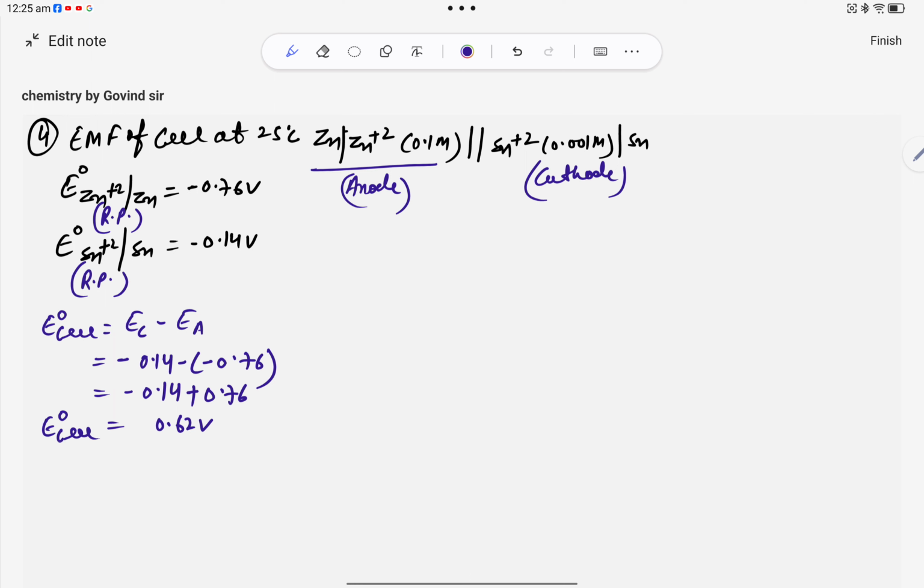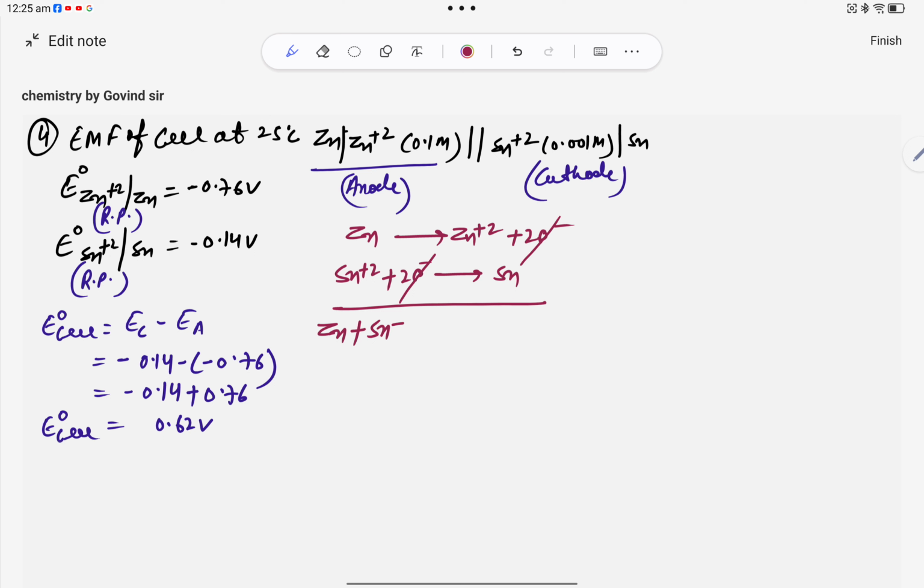Now what is the reaction? Write the reaction. Zn is converted into Zn2+ plus 2 electrons, Sn2+ plus 2 electrons is converted into Sn. Electrons cancel. Zn plus Sn2+ gives Zn2+ plus Sn. Solid state is 1 molar concentration. Remaining concentrations given: Sn2+ is 10 to the power minus 3 molar, and Zn2+ is 10 to the power minus 1 molar.